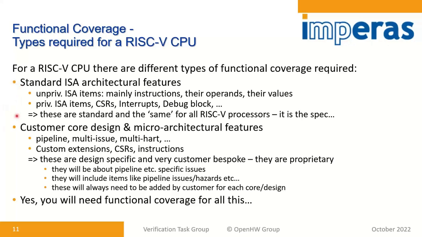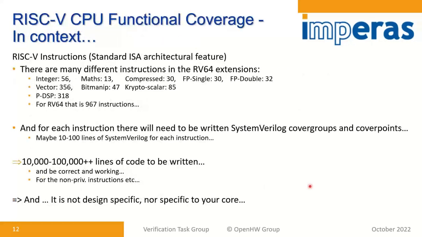There's the standard ISA stuff, and the stuff which is customer specific. The standard ISA is going to be the same for everybody, and so that should be developed collaboratively and made available, and there should be tools that do it. The custom ones, people are going to have to do themselves. But one of the key things you're going to need is functional coverage.